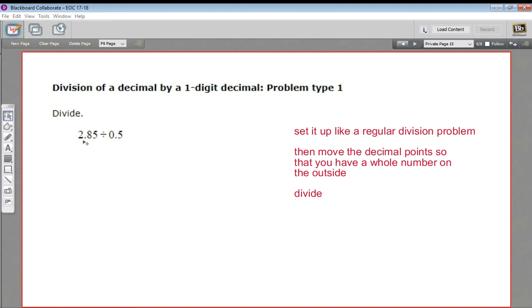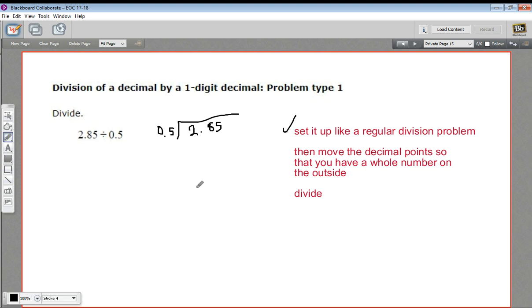In this problem, we are dividing a decimal by another decimal. And this can get a little confusing, so I've listed out some steps that I would recommend. The first step here is to set it up like a regular division problem, with that kind of bracket you use for division. So I'll put the 2.85 under here, and I'll put the 0.5 out here. So that step is done.